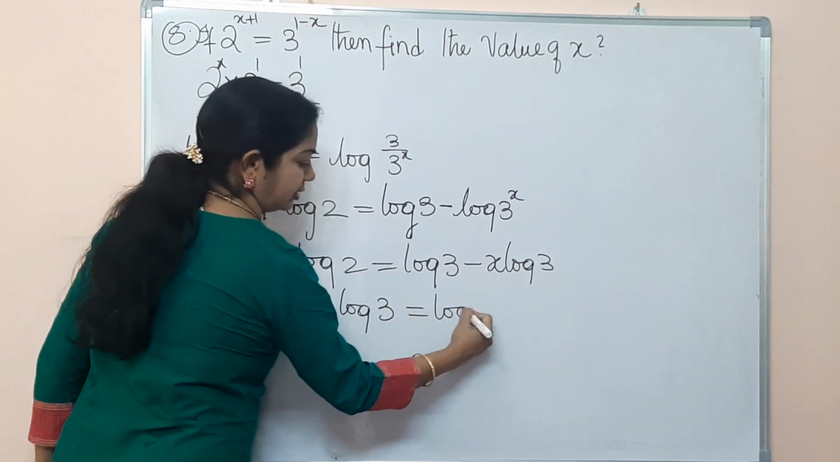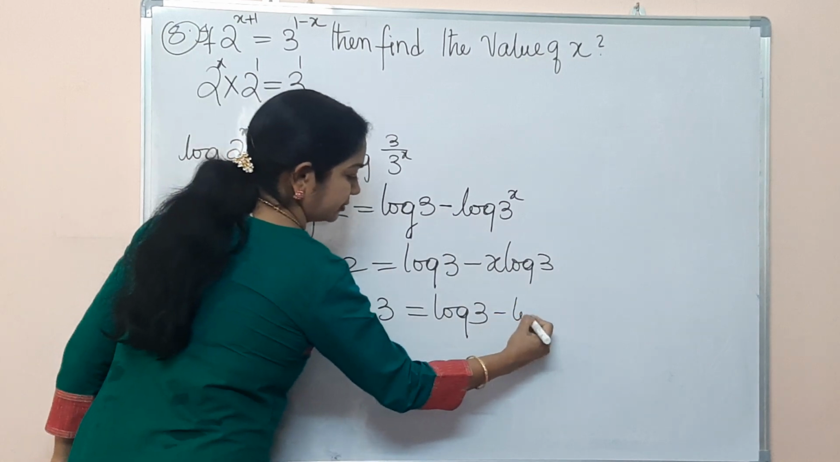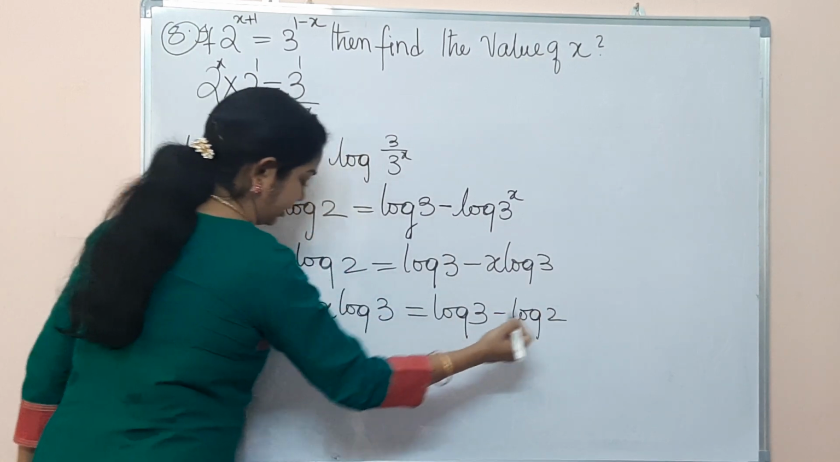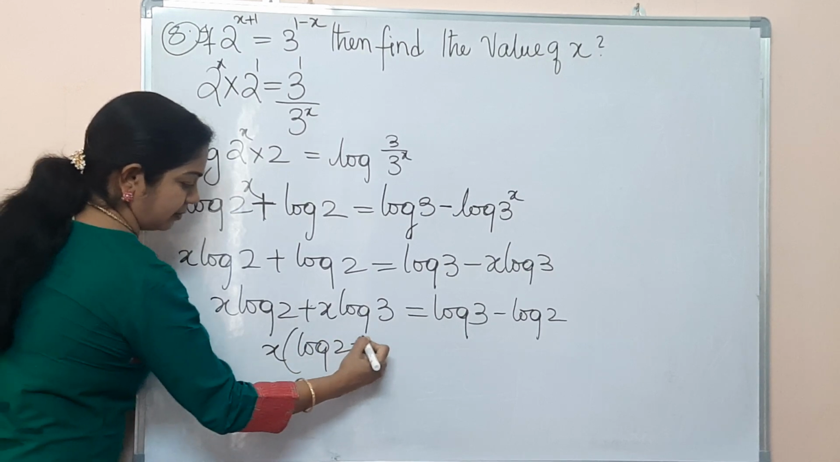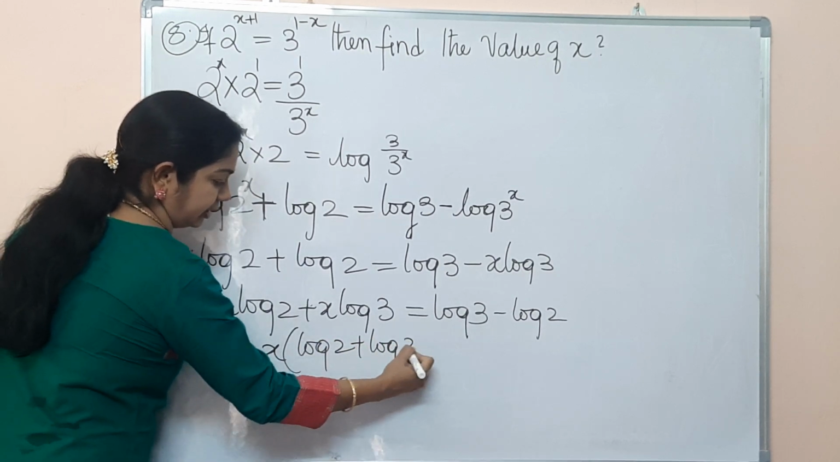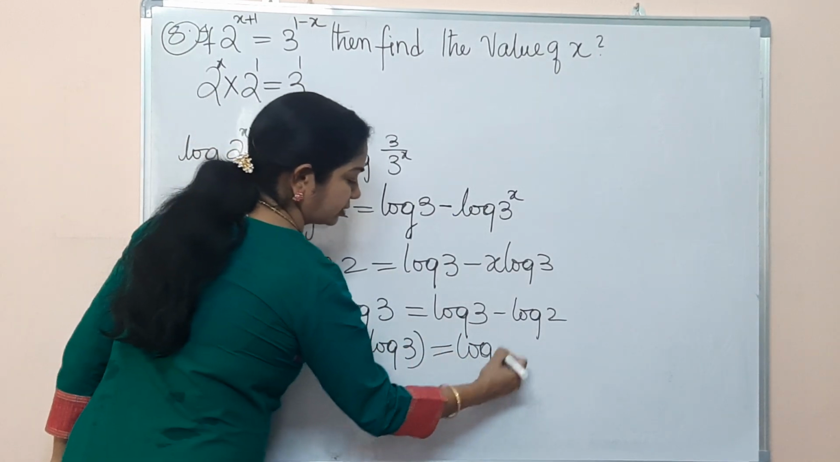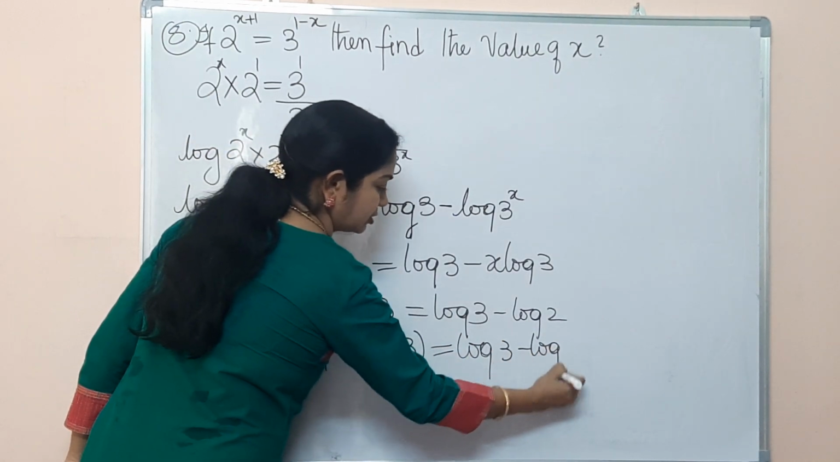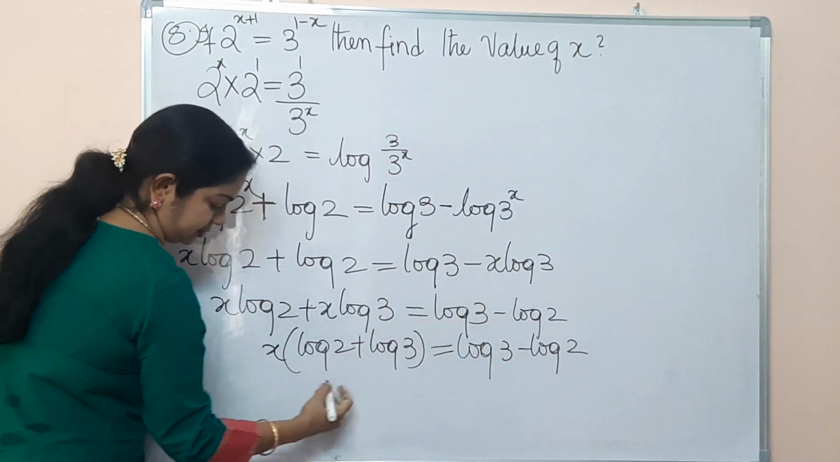Now log 3 this side, I will send this log 2 to the other side, the constants to one side. Now x I will take common: log 2 plus log 3. If I take x common, we get log 2 plus log 3, and here log 3 minus log 2. Now x is multiplied, so this part I will send down.